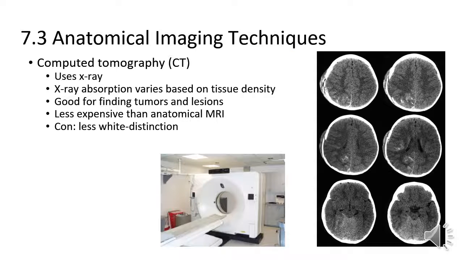And then there's computed tomography, which is CT, like a CT scan. This uses X-ray, so it's rather different from MRI. X-ray absorption varies based on different tissue density in the brain, which creates this image. CTs are good for finding tumors and lesions. They're less expensive than anatomical MRI, but there is less spatial resolution and less distinction between white and gray matter.